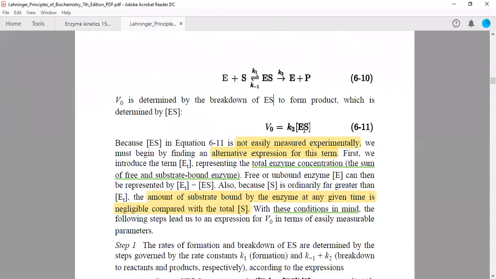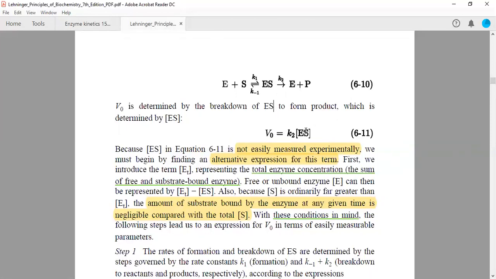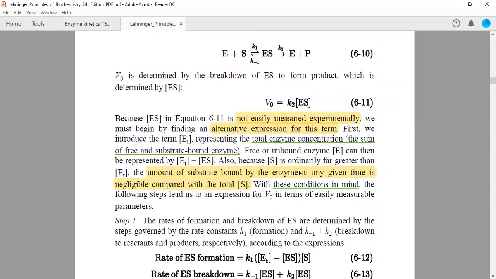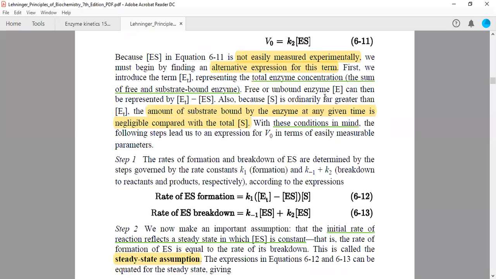So this V naught is equal to K2 into ES. Now this enzyme substrate complex is very, very complex actually. Therefore, you need to simplify this part of the equation and then put this value again into this equation to get the final equation that is called the Michaelis-Menten equation, which is actually this one. So to derive this equation, we first simplify this enzyme substrate complex.